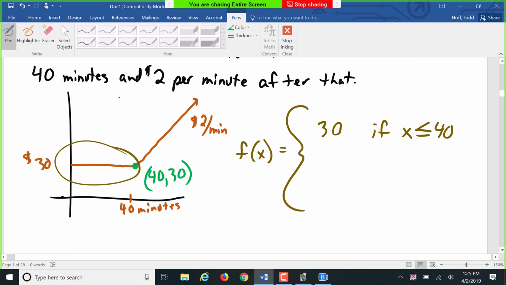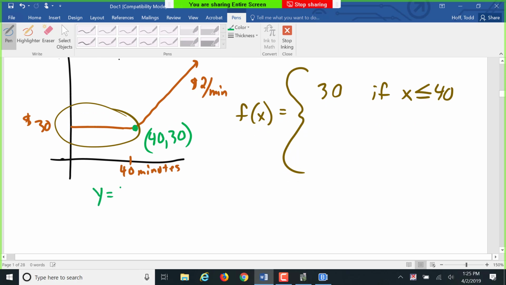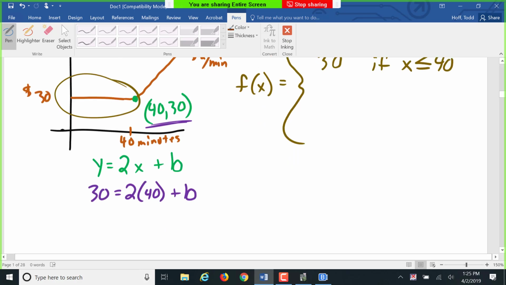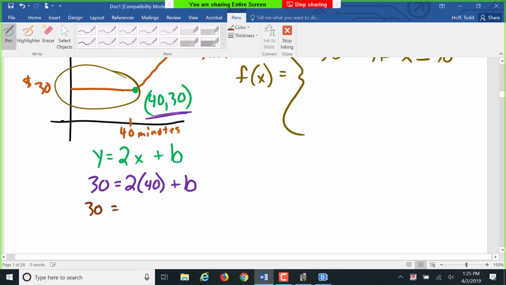So we know that has the form of y equals 2x plus some y-intercept. We just don't know what that y-intercept is at this point. To find it, we use that point. y is 30 when x is 40, and we solve to get b. 2 times 40 is 80. Then we subtract 80. So negative 50 equals b.